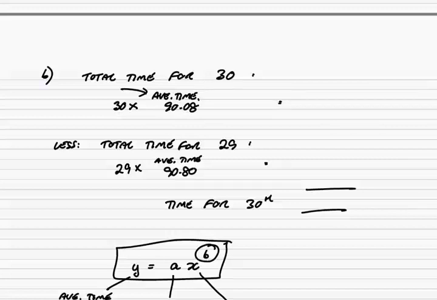So now let's do it. 30 times 90.08. Total time for 30 is 2702.4. Total time for 29, 2633.2. And what I started to say, but remember, it's 2,600 hours to make 29. To make 30, 2,700. Well, the time for number 30 must be the difference of 69.2 hours.